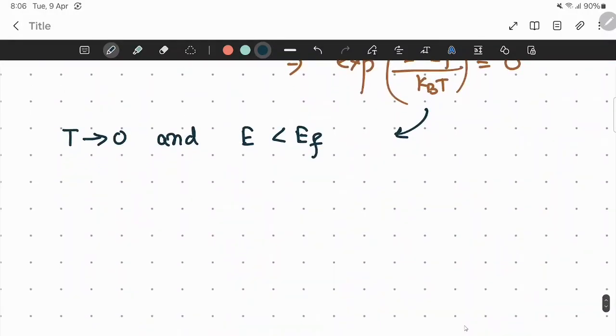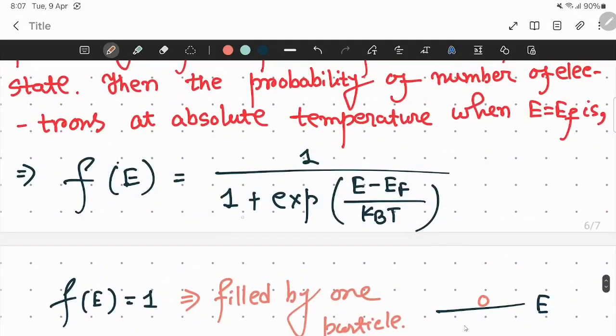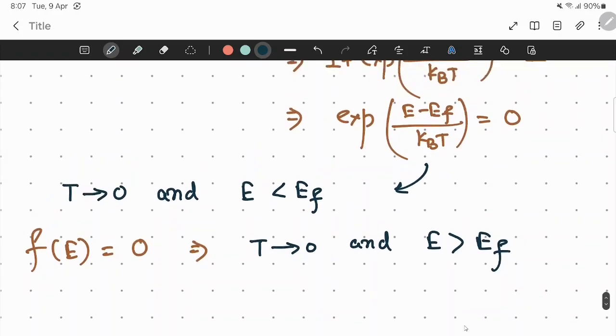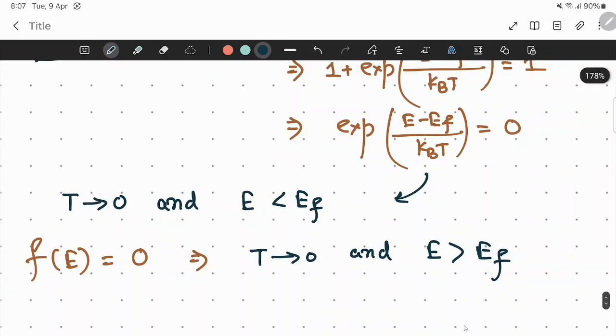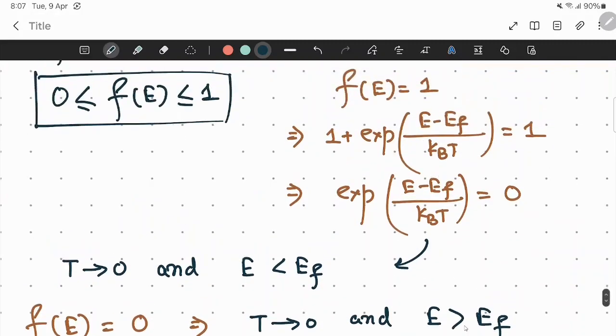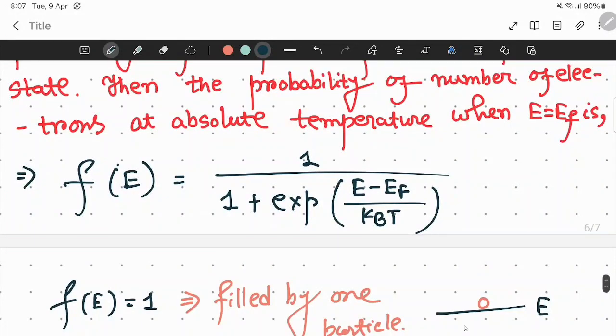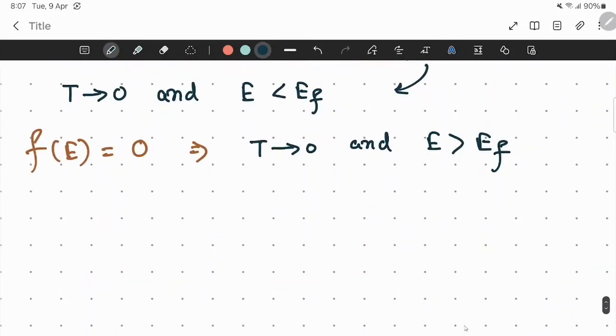Similarly, you can do this when F is 0. This is the definition of F(E), so you can check. Similarly, if T tends to 0 and E is greater than EF, then it will be 0. Just put it in, and this exponential argument will be infinite. Exponential of infinite is infinite, so this term will be infinite, and F(E) is 1 by this term. So 1 by infinite is 0. In that case, F(E) will be 0.